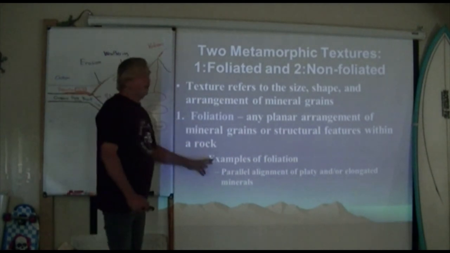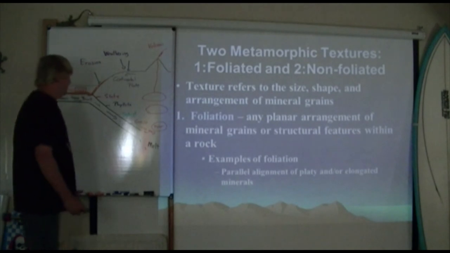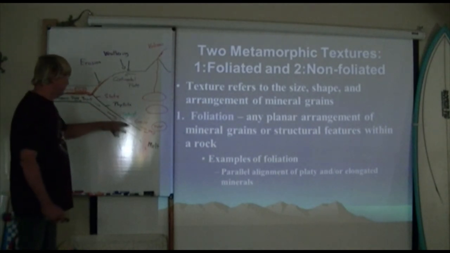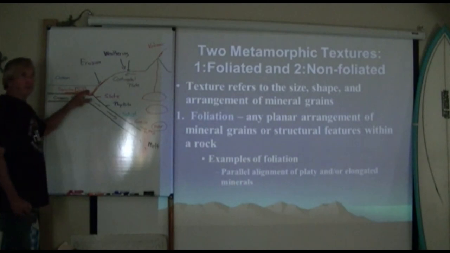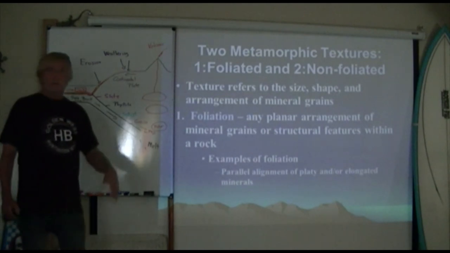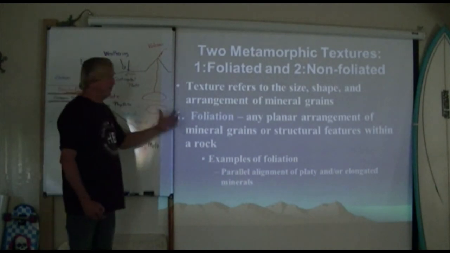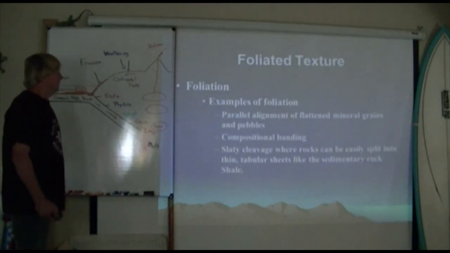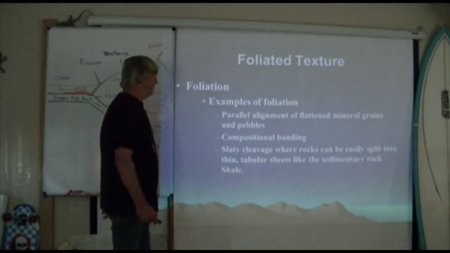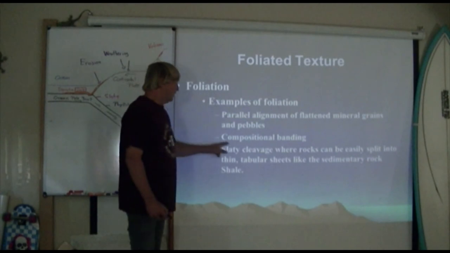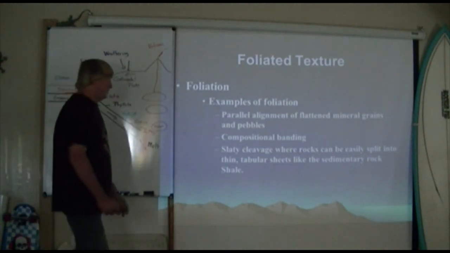So we basically break rocks up into two categories when it comes to metamorphic: foliated and non-foliated. Foliated means layered. The only ones that are foliated are slates, phyllites, schist, and gneiss, and that is because shale is a sedimentary rock with layers to it. And so that layering characteristic is carried over into metamorphism. So foliation is a parallel alignment of the mineral grains, pebbles, compositional banding. We'll see that when we look at a picture of a gneiss.